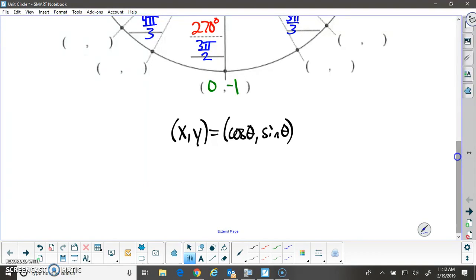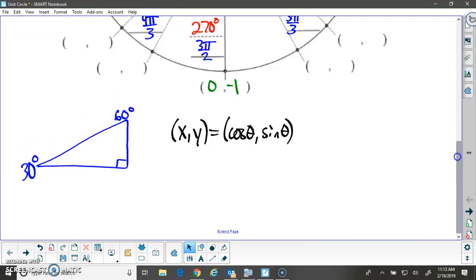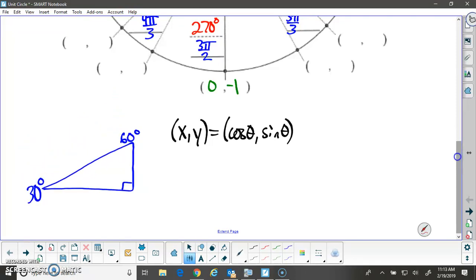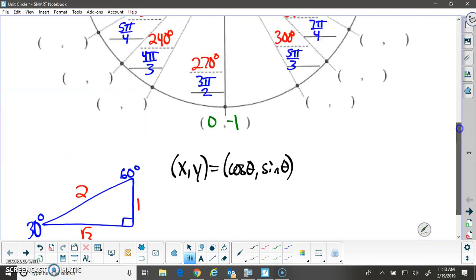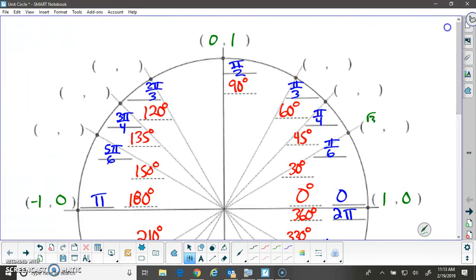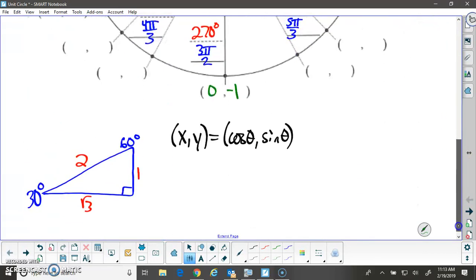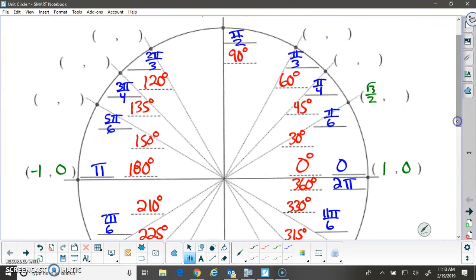So let's go to 30 degrees, and I'm going to draw a 30, 60, 90 triangle. There's my 30, here's my 60. And then our ratios are square root of 3 to 1 to 2. So if we start with the cosine of 30 degrees, adjacent over hypotenuse, we have square root of 3 over 2. And then the sine would be opposite over hypotenuse, 1 over 2.